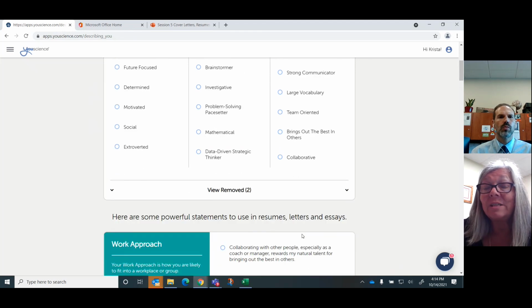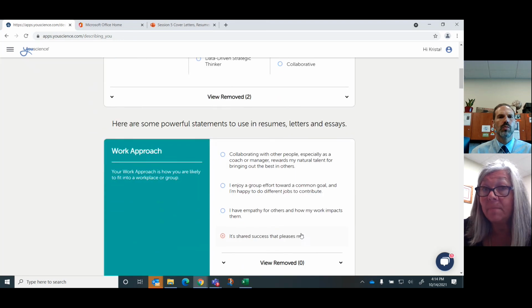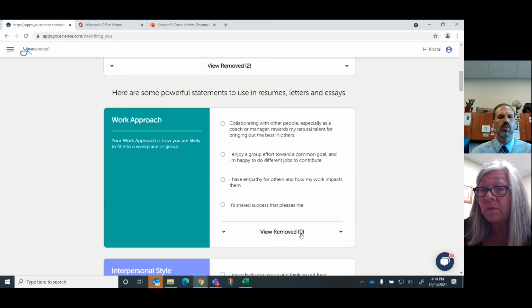And then as I scroll on down, I have some statements that I can use because they are not copyrighted, and I can use them about my work approach. So if I'm in an interview and someone says, explain to me your work approach, I might say, it's shared success that pleases me at work. I like to see others succeed as well as myself.